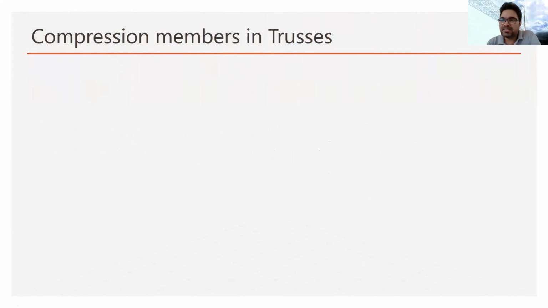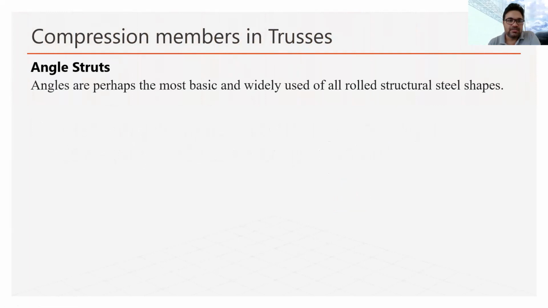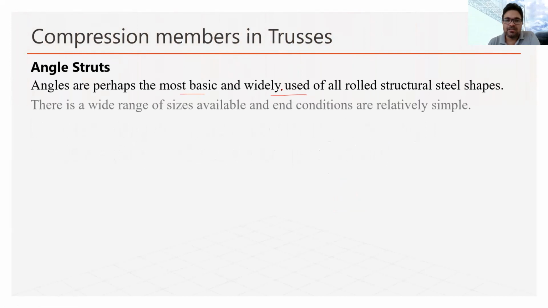Angle sections are widely used in trusses, and angle sections are the most basic and widely used of all rolled structural steel shapes. What is the reason? The reason is the connections: making the connection of an angle section is relatively simple, and a wide range of sizes is available for angle sections. That is why angle sections are very popular in various types of structures.